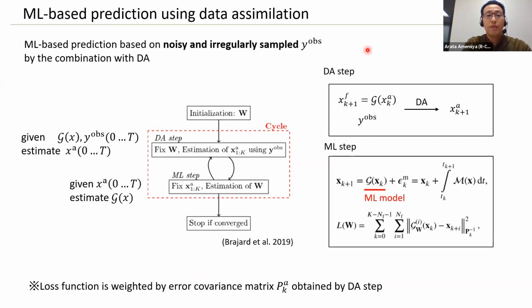In order to treat such noisy and irregularly sampled observation, machine learning based prediction combined with data simulation was introduced by some recent studies. One recent study by Brajad et al. has a model that consists of two steps, one of which is a data simulation step to estimate the analysis time series from the observation and forecast model.